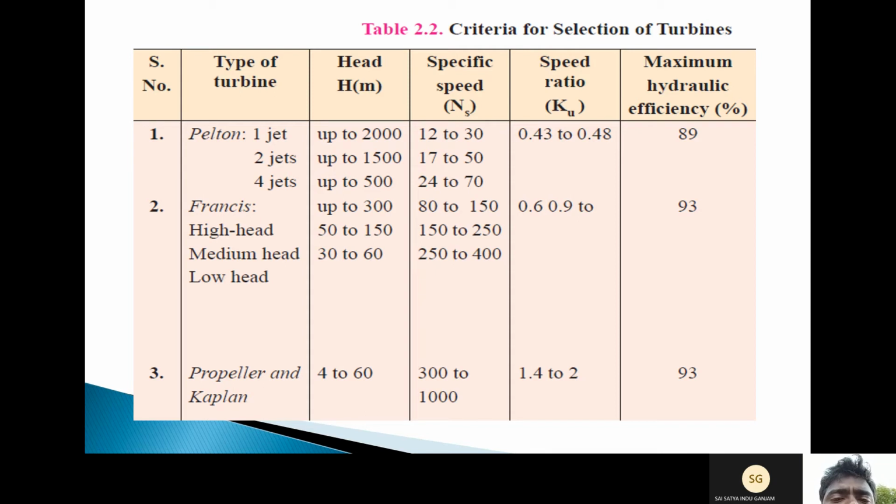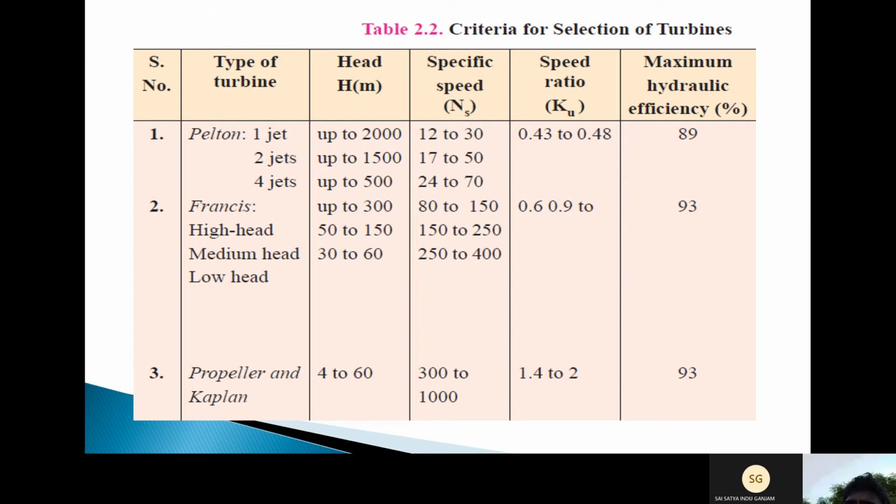Next, the specific speed of the turbines. Pelton wheel: 1 jet means 12 to 30 rpm, 2 jets 17 to 50 rpm, and 4 jets 24 to 70 rpm. Next, Francis turbine: 80 to 150, 150 to 250, and 250 to 400. These are high head, medium head, and low head. The speeds are low speed, medium speed, and high speed.